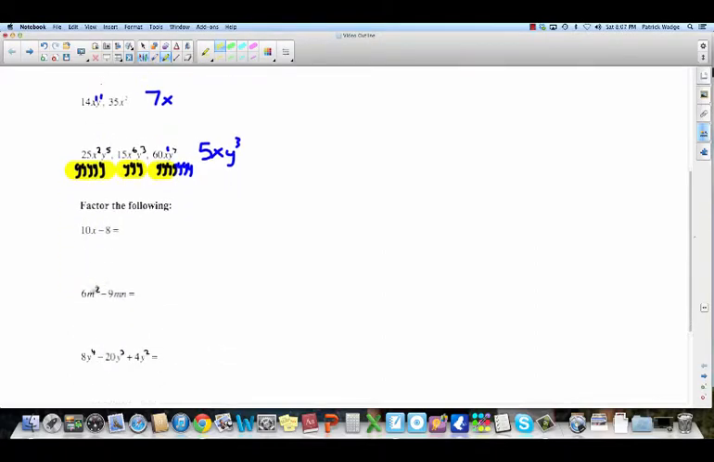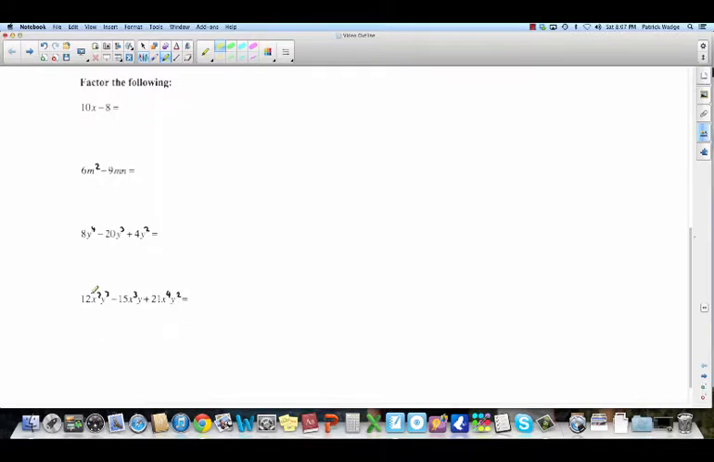Okay, now we're ready to start factoring. So this first question, 10x minus 8, we're going to factor that. How many terms are there here? 2. The first one's 10x, the second one's negative 8. What's the greatest common factor of 10x and 8? Well, if I look at 10 and 8, the biggest thing that goes into both of those is 2. I have 1x here, but I don't have any x here, so that's it. The greatest common factor is 2.